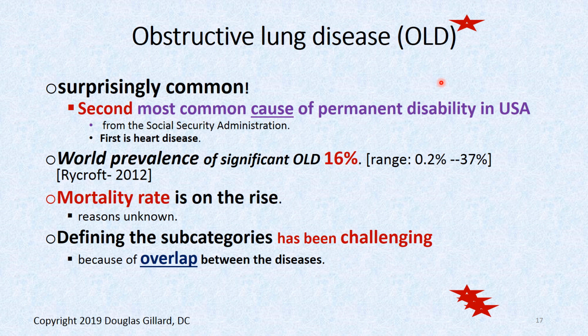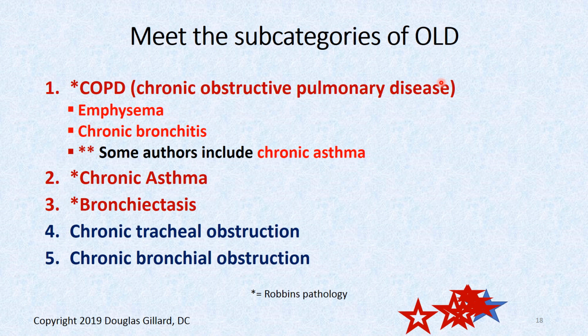And categorizing these things is different because they do tend to overlap. So it's not as simple as perhaps some of you have learned in other classes. So here are the categories of obstructive lung disease. COPD is a child under the category of obstructive lung disease. It stands for chronic obstructive pulmonary disease. That has two subcategories, emphysema and chronic bronchitis. Some big medical texts are now including chronic asthma in this cluster.